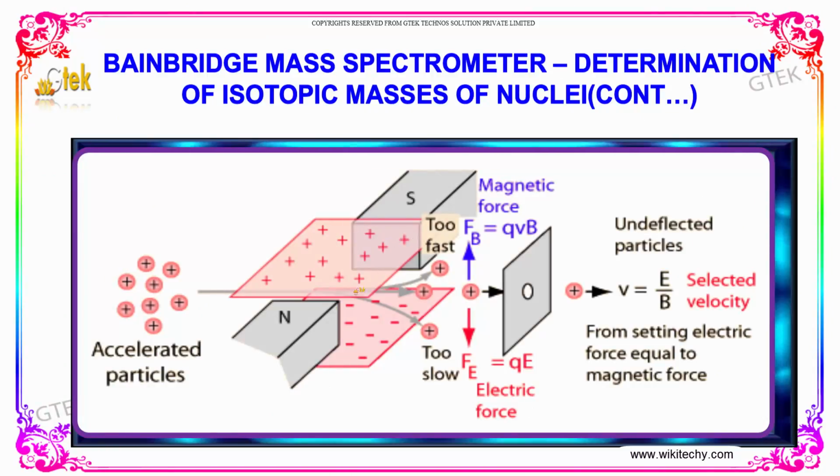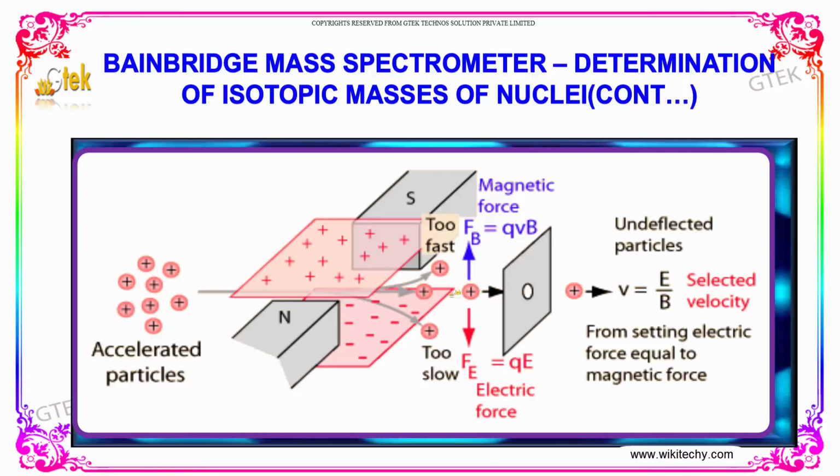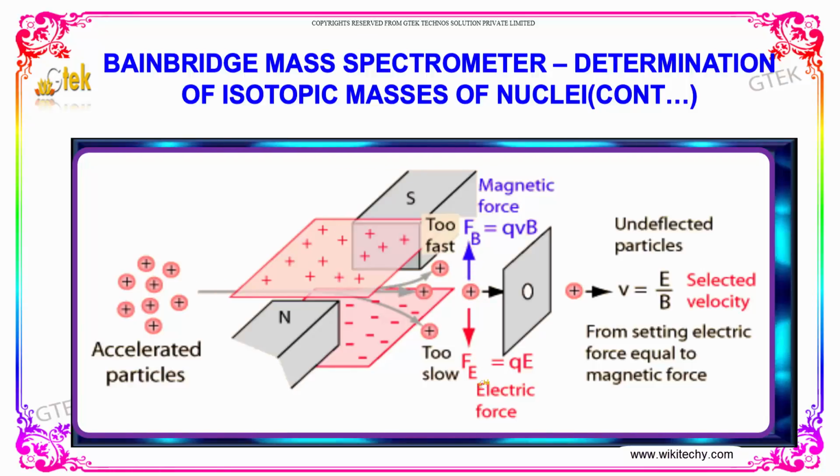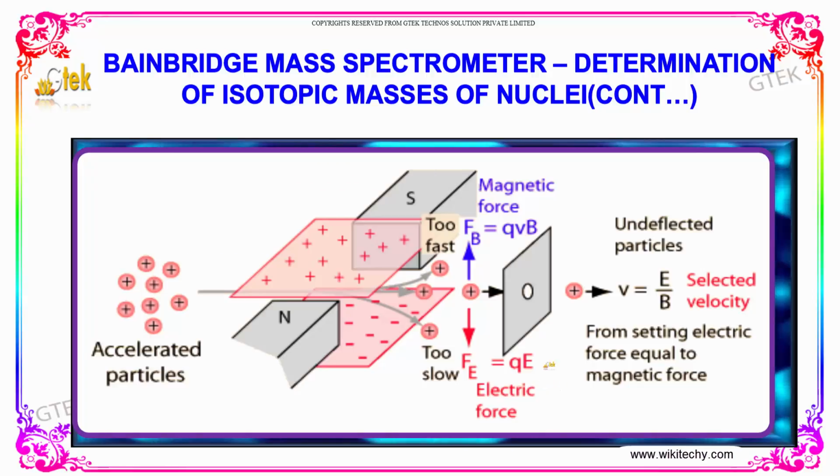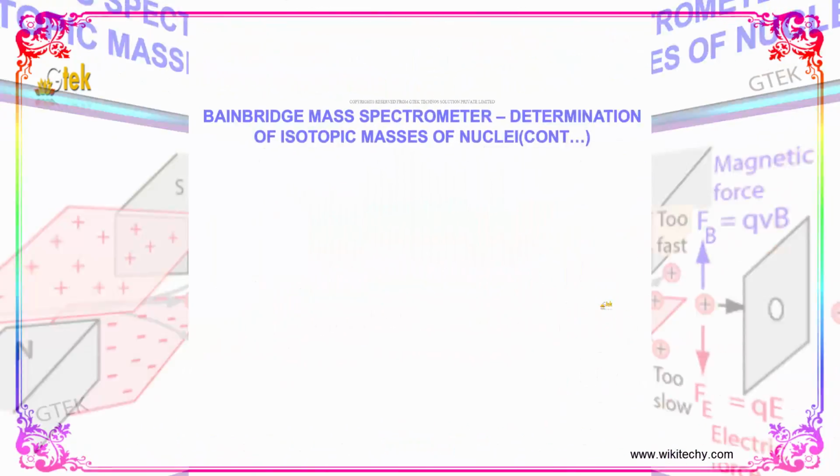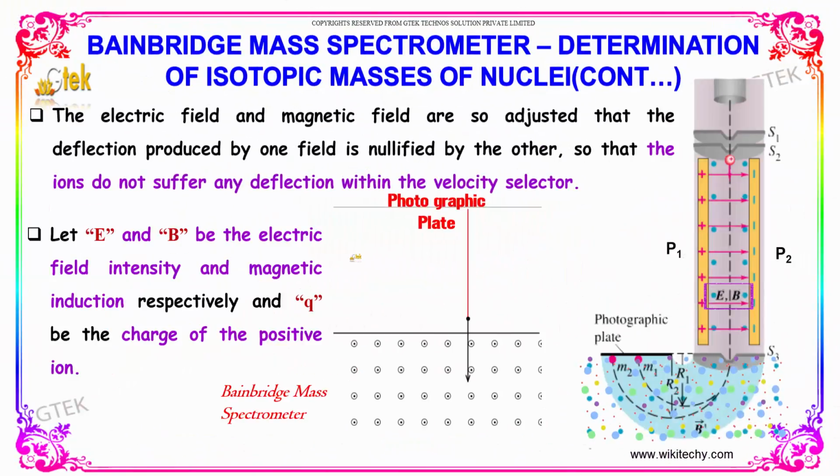So this is how the electric field and magnetic field are arranged, and this is how the fine beam is generated. You have the force due to the magnetic field, which is QVB, and the force due to the electric field, which is QE. This is your undeflected particle. The electric and magnetic fields are so adjusted that the deflection produced by one field is nullified by the other, so that the ions do not suffer any deflection within the velocity selector.